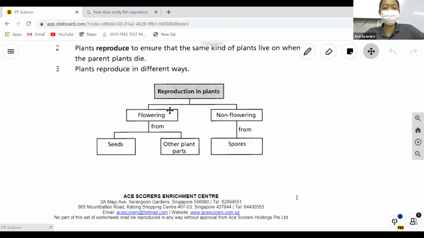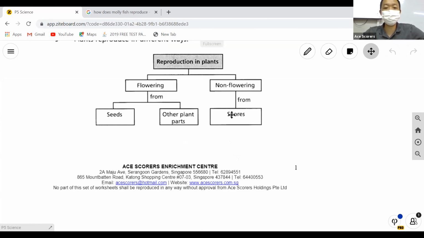Alright, so anyway, back to here, right? So plants, 2 types: flowering or non-flowering. Flowering means got flower, just like Suchen's shirt, okay? There's a flower. Non-flowering is just no flowers. All the plants over there don't have flowers, but they look like flowers. So how do they reproduce? From spores, right? So flowering, we have seeds and other plant parts.